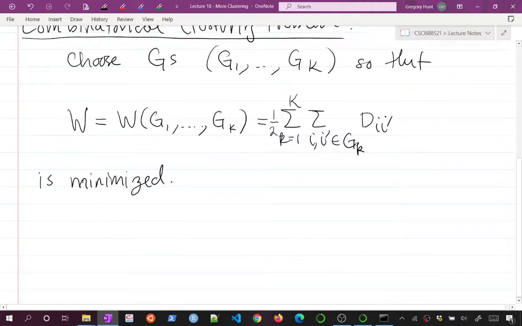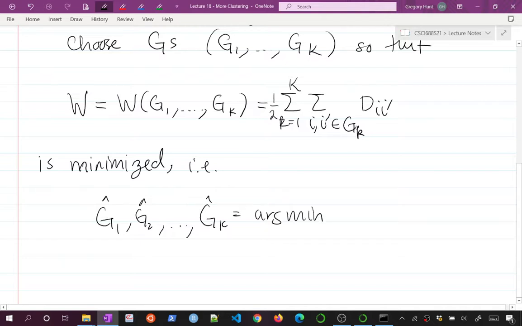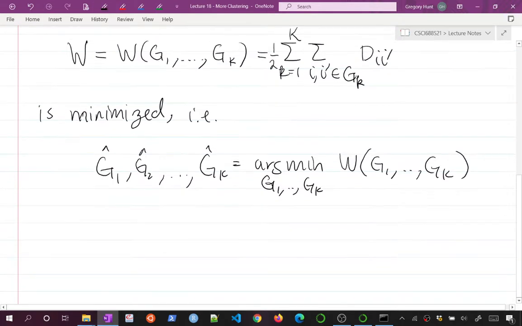So basically we're optimizing, i.e., if my final group assignments are G1 hat, G2 hat, up to GK hat, these are going to be the G's that minimize this W of my G's. Okay, so that's a really formal way of writing it.